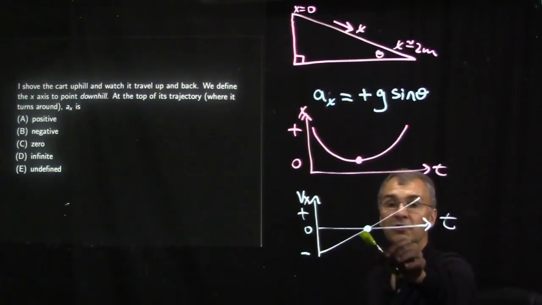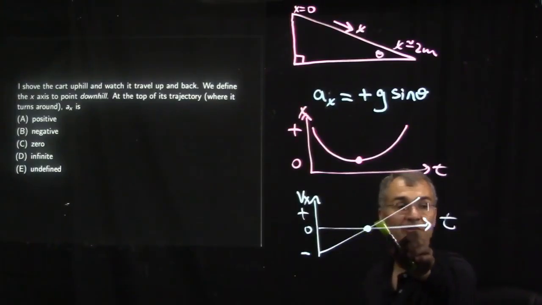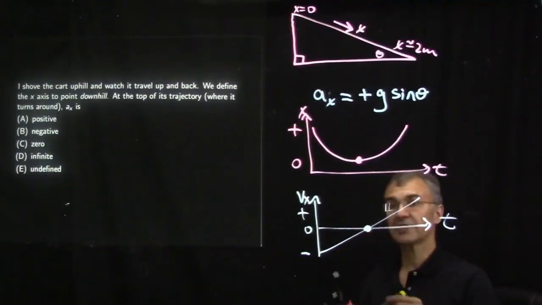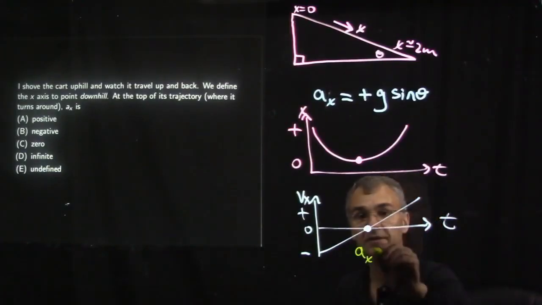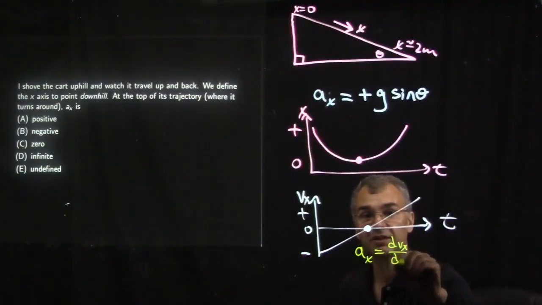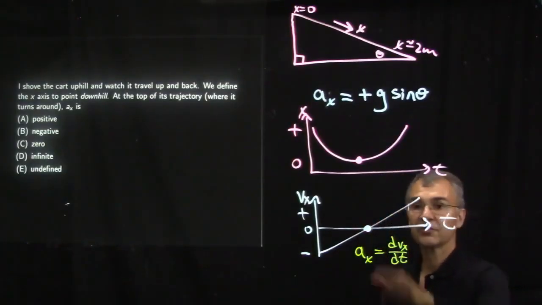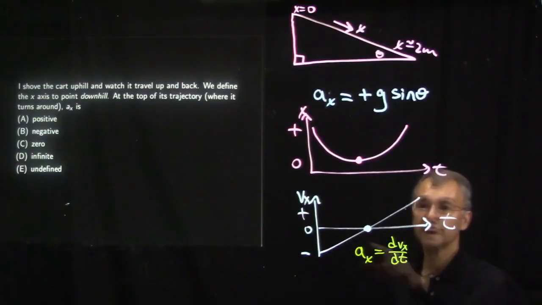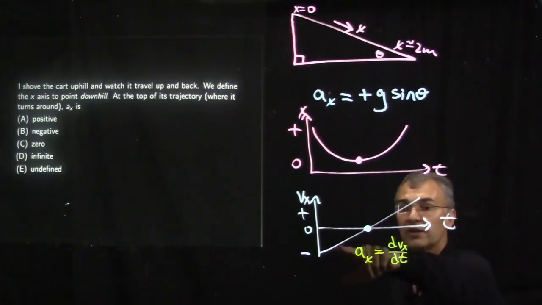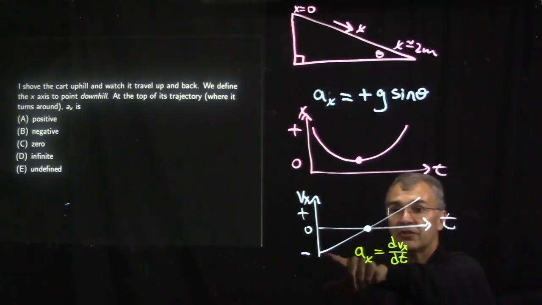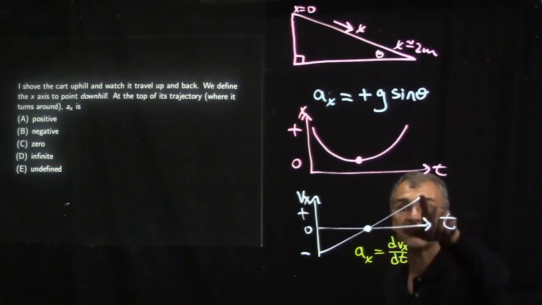Over here, just before it crosses 0, v sub x is negative and it's becoming less negative. Just after it crosses 0, v sub x is positive and it's becoming more positive. But the slope hasn't changed. And remember that a sub x is just dv sub x by dt. So the acceleration is just the slope of this velocity versus time curve. And the slope of this velocity versus time curve is a constant positive value from the instant just after I shove it until the instant just before I catch it.